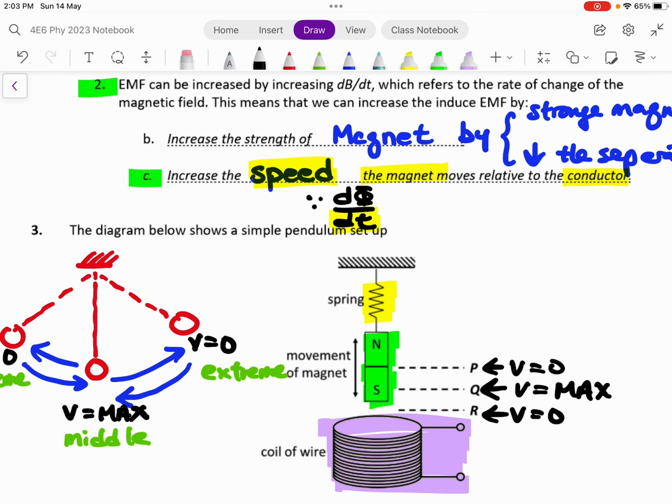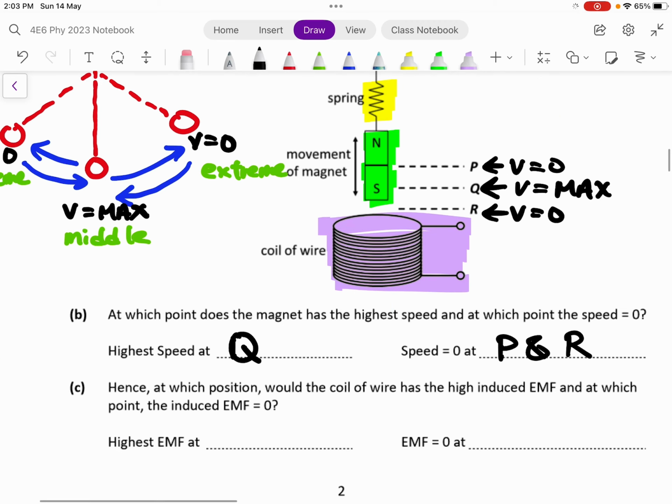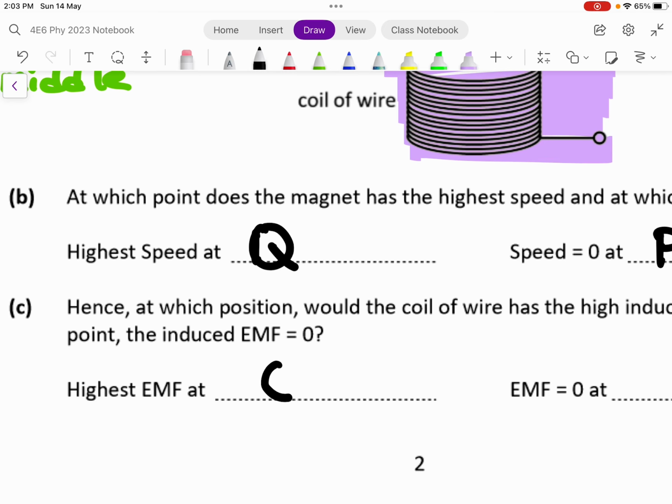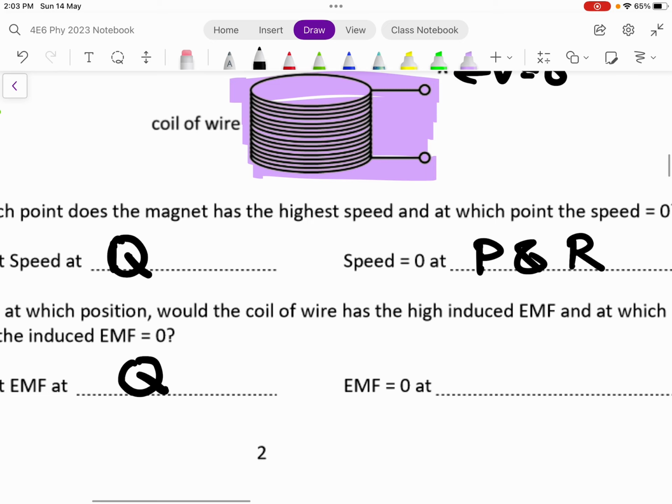The higher the speed of the relative motion between the magnet and the solenoid, the greater the rate of change of magnetic flux, right? So since the higher speed is at Q, you would expect that it will give you the greatest rate of change of magnetic flux. So because of that, your induced EMF will be greatest at Q.